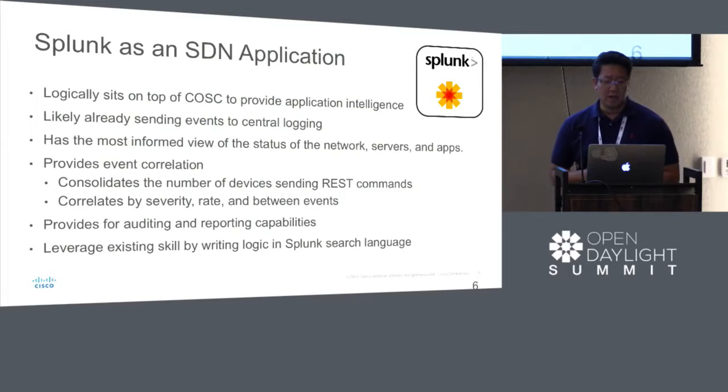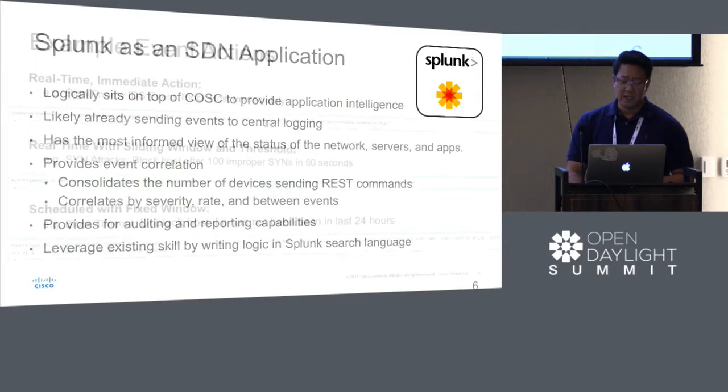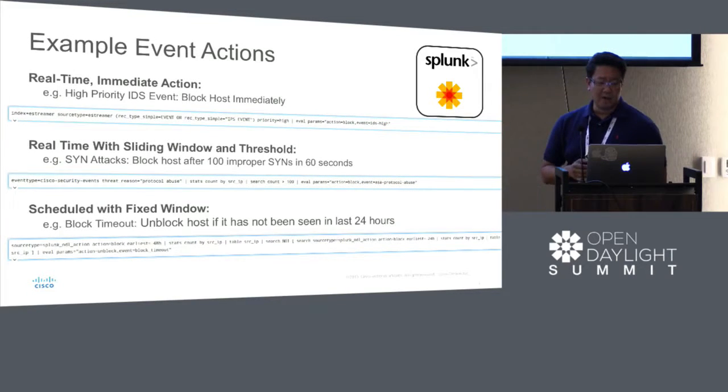We thought of Splunk as an SDN application because it receives all the feeds. This is a snapshot of our Splunk. The first one is very small, so you cannot see it, but that's the feed coming from the IDS. Based on the IDS, we have a high priority IDS event, and then we block the host immediately. The second one is based on the SYN attack that the ASA is receiving. Based on that, we say, if SYN attack, block host after 100 improper SYNs within 60 seconds. So it's based on that rule that we are blocking on the ASA. And the third one is the block timeout.